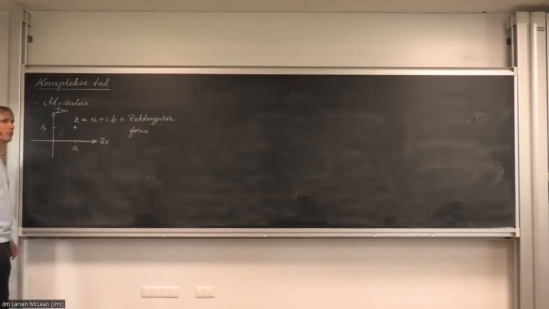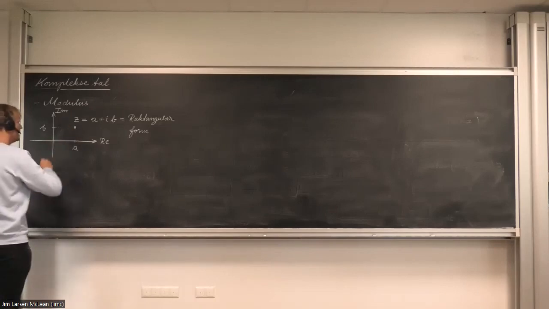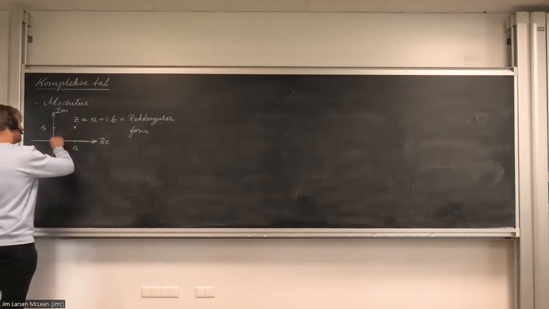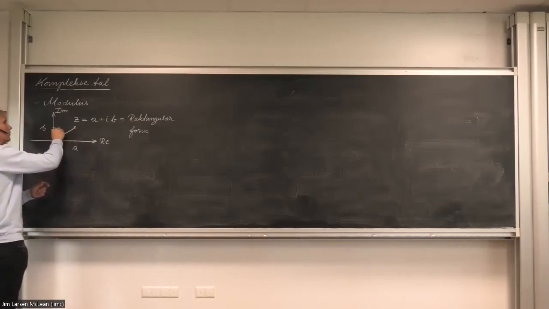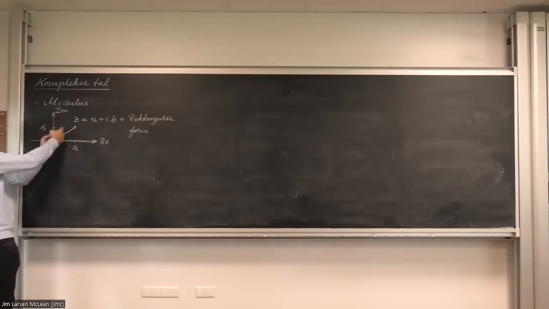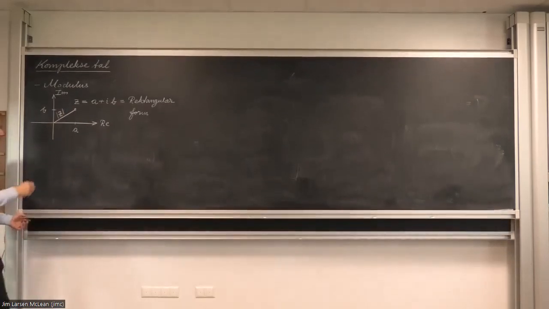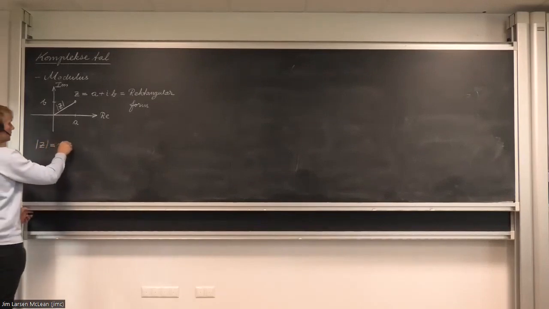Now, one might ask how far it is from the origin out to the complex number C. That is, how long is the line from the origin out to C. And the length of this straight line connecting the origin with C is called the modulus of C. And you write vertical bars on each side of C, but you read it as modulus C. So this is modulus C.